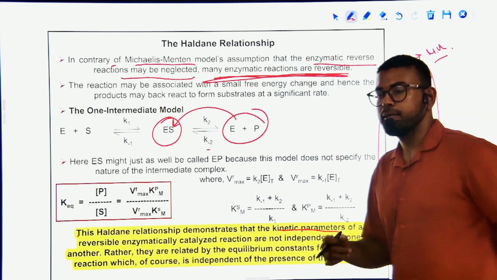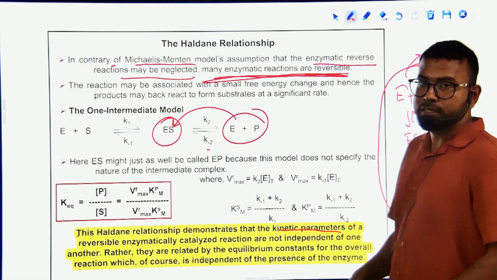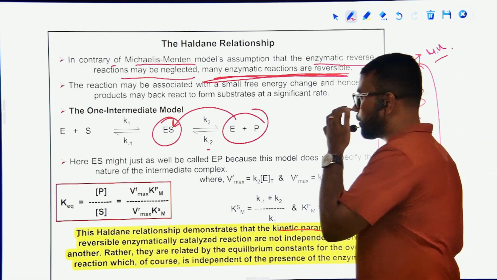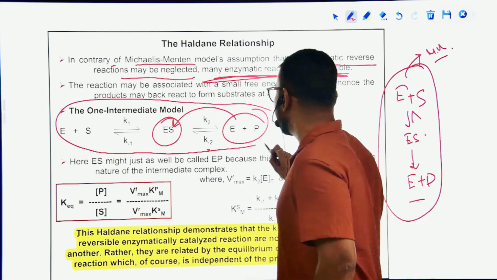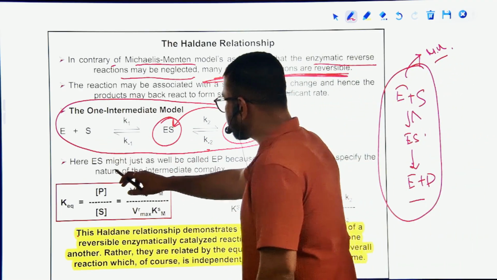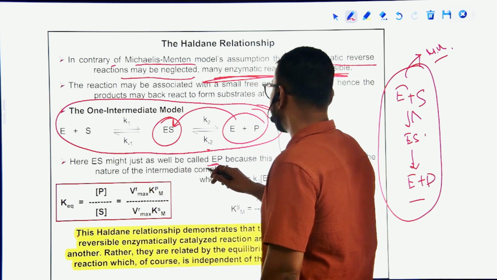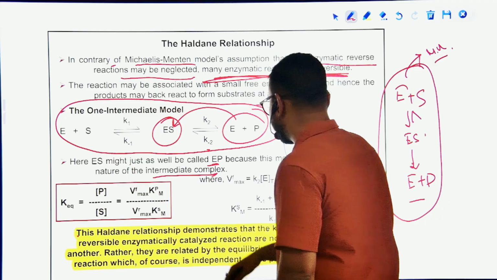Very, very important. It can occur as a statement. It may not be given as a graph, but for a statement, this is very important. And this should be the overall approach regarding the Haldane relationship. Here, ES might just as well be called EP because this model does not specify the nature of the intermediate complex.